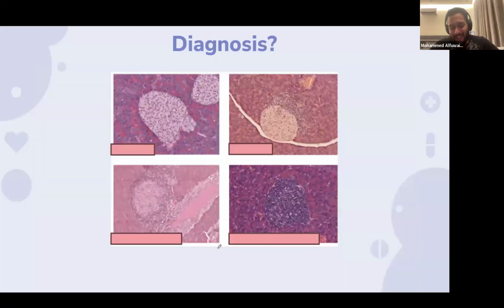So anyways, the first patient here is, let's say, an 11-year-old patient who comes to you with lethargy, with polyuria, polydipsia, with confusion, altered mental status. What do you suspect this patient has? Type 1 diabetes. Now, what do you see on histology for type 1 diabetes?